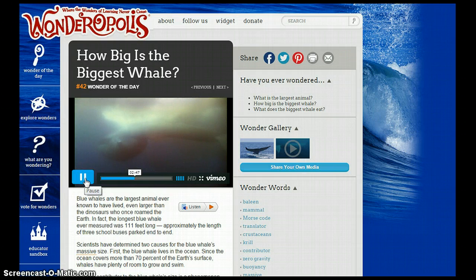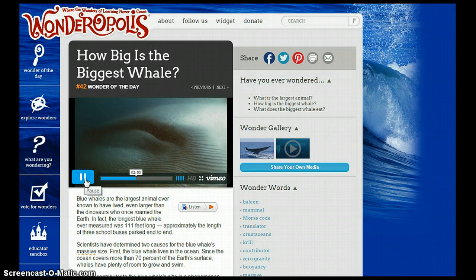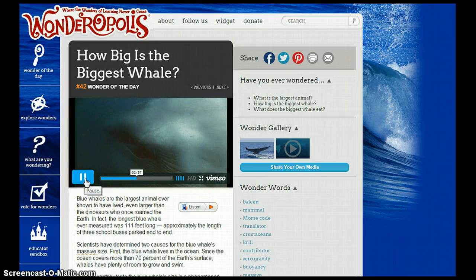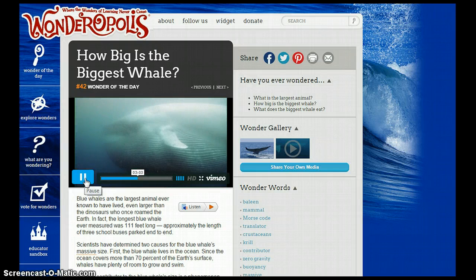My gosh, look at all the water that he just drank. But now it's going to be filtered through its baleen so he can just eat the krill. Look at that. It's amazing. That's huge.